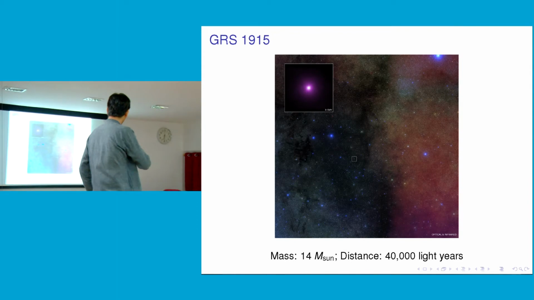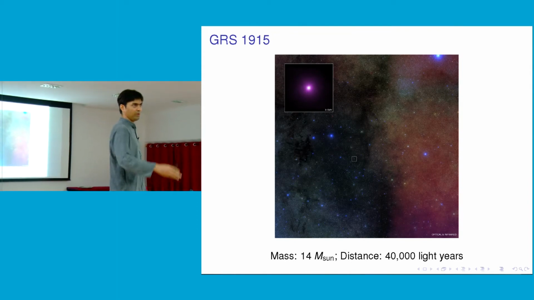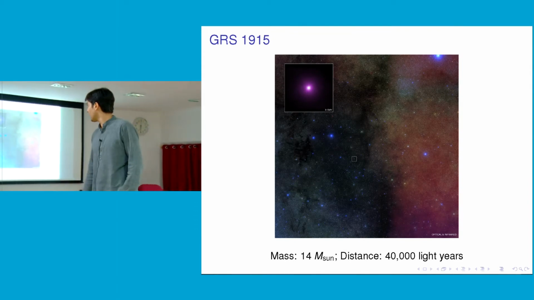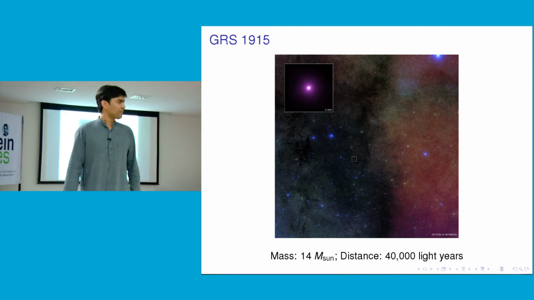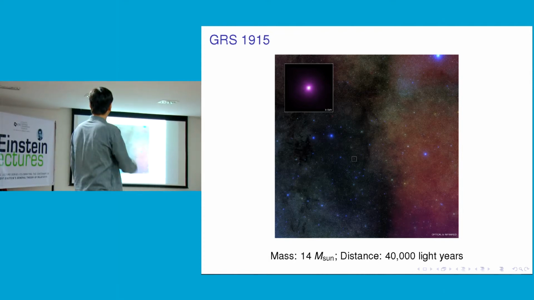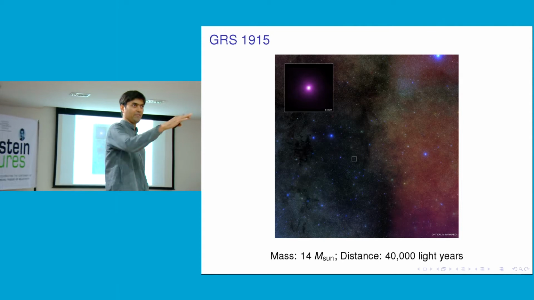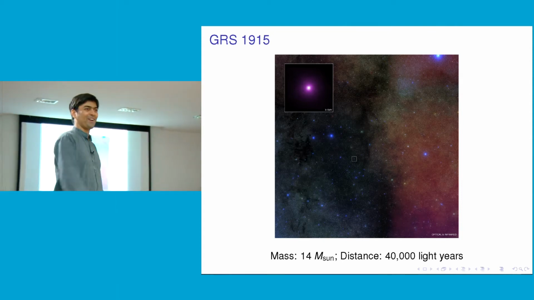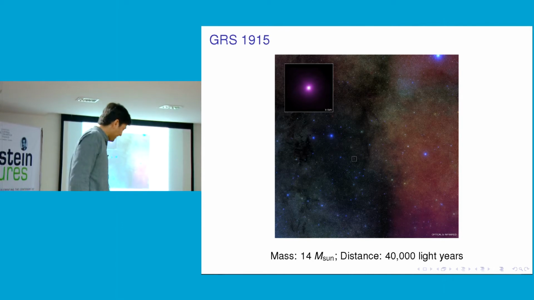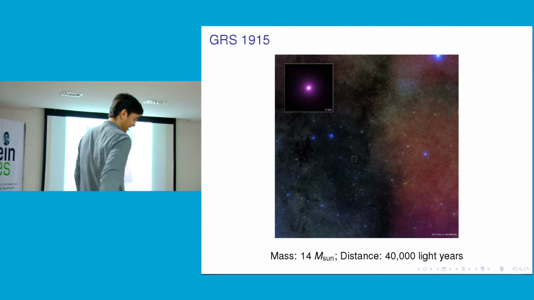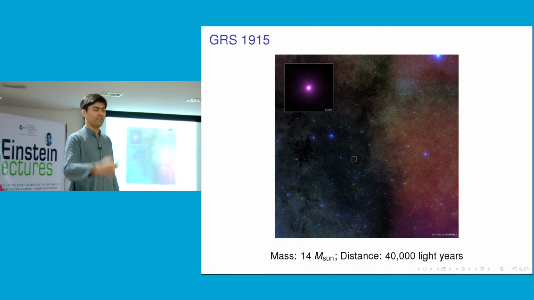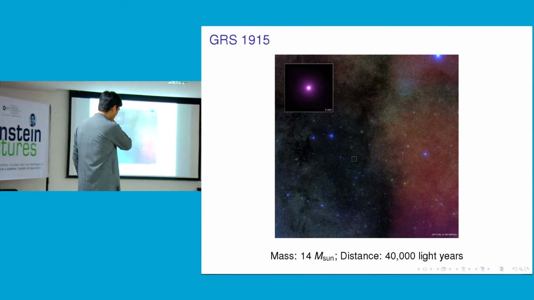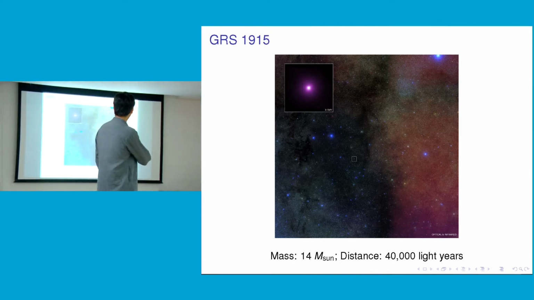For example, this is a black hole which is just a little more than 10 times the mass of our sun, and it's a black hole in our own galaxy. It's called GRS 1915. For naming conventions, I never understand. But it's a black hole which lives in our own galaxy, about 40,000 light years away, and it's only 14 times the mass of the sun. This black hole, in fact, has an interesting aspect to it.